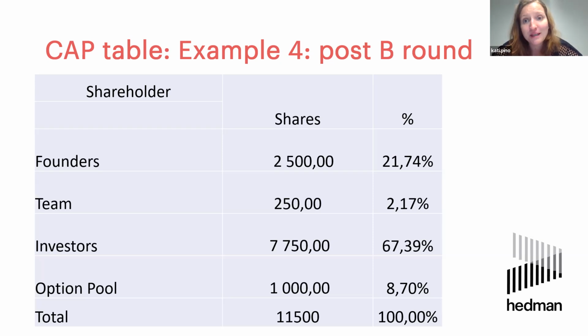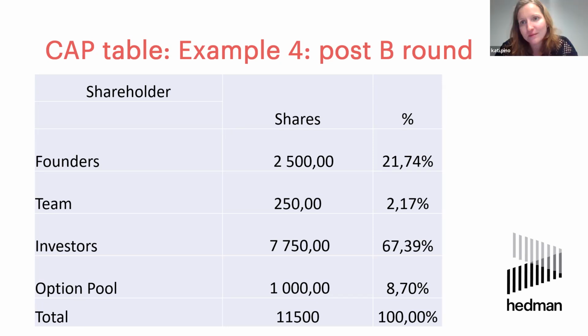In this post B round, the founders have like 22% and the investors have 68%, but there is still an option pool. So there are still team members that are becoming shareholders at future points in time, but the founders are holding only 22%. But they're not unhappy with the 22% because their 22% is worth way more than the 100% that they held in the beginning of starting the business. So it's okay. It looks okay?